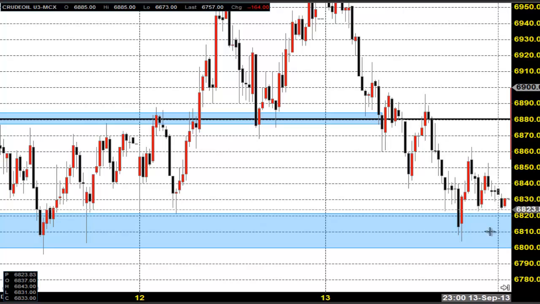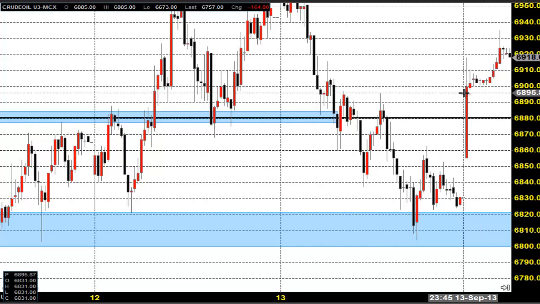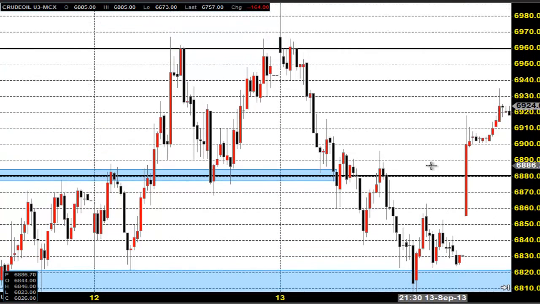So now the price closed here. Now let's see what happened on 14th. You can see the next day on 14th the price opened just above 6880, which means that the market had some momentum.